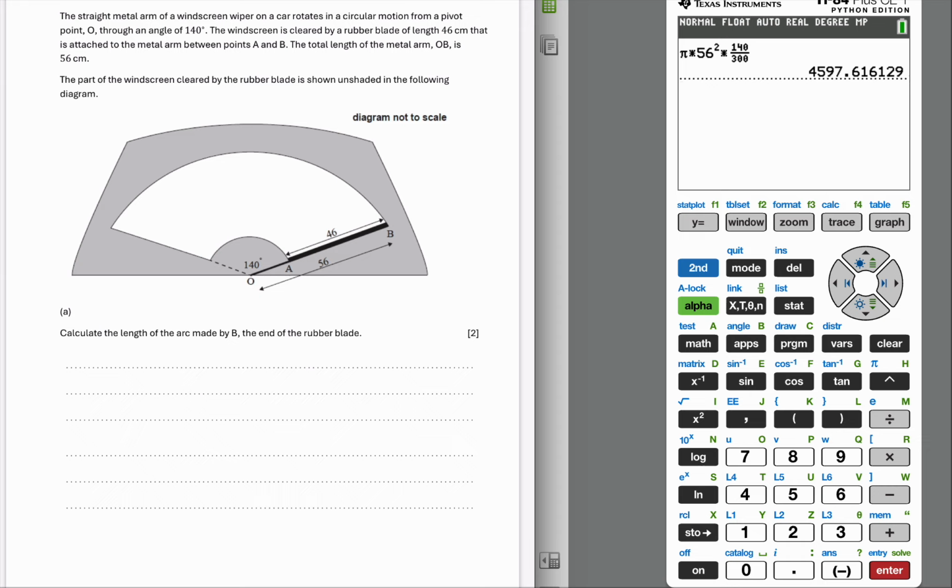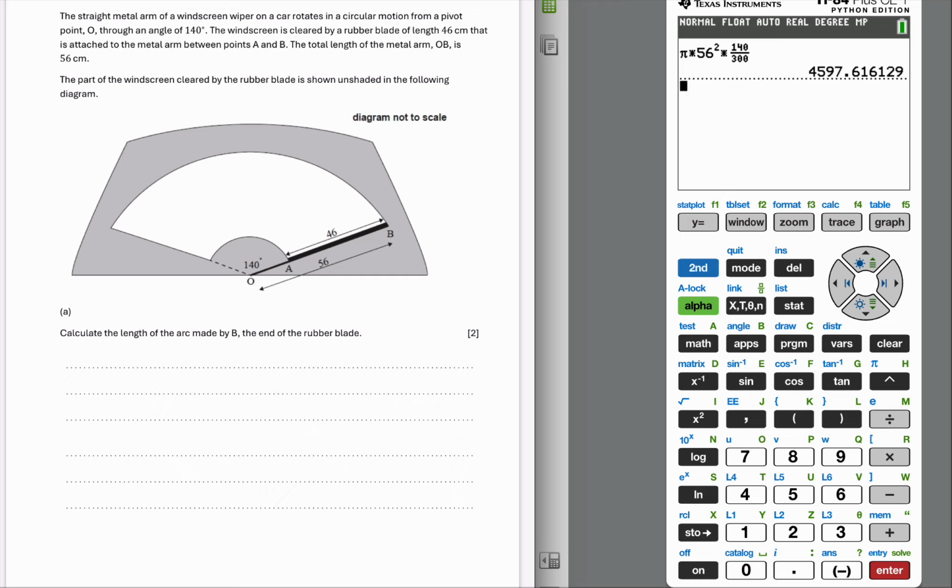This is using knowledge of arcs and sectors, or the area of a circle, and we're using that to think about this section of the windscreen wiper on the windscreen of the front of a car. So the first part is to calculate the length of the arc made by B. B is this point at the end of our windscreen wiper, and as it moves, it creates this kind of line that goes around the edge of the window.